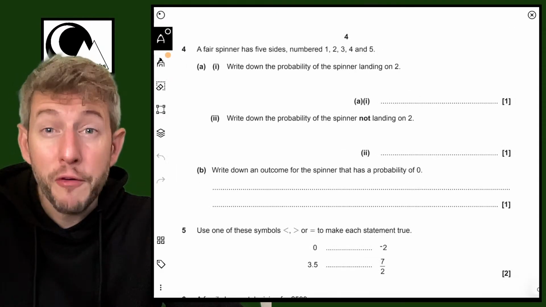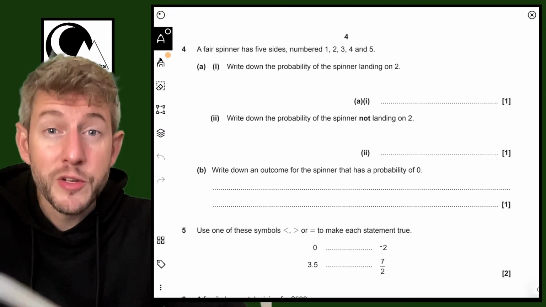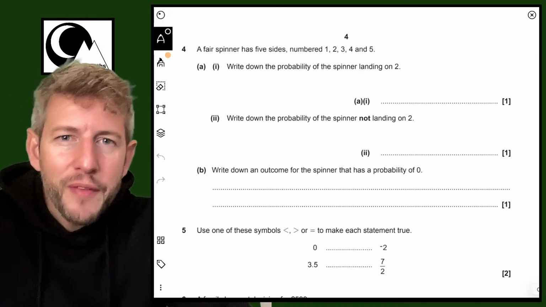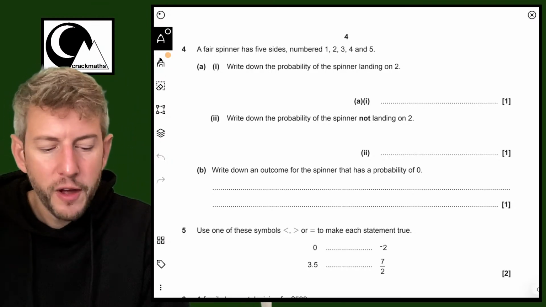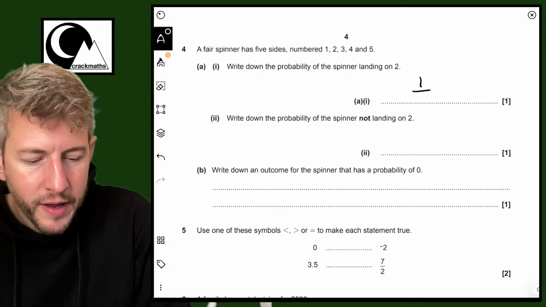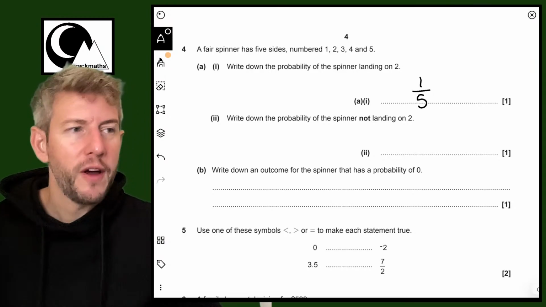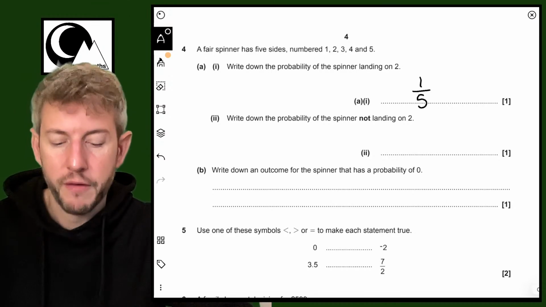Question 4 says, a fair five-sided spinner has 5 sides numbered 1, 2, 3, 4 and 5. Write down the probability of the spinner landing on 2. Okay, so there's 5 sides, one of them is a 2, so the probability will be 1 out of 5. If there's 5 sides, 5 options, one of them's a 2, the probability will be 1 out of 5.